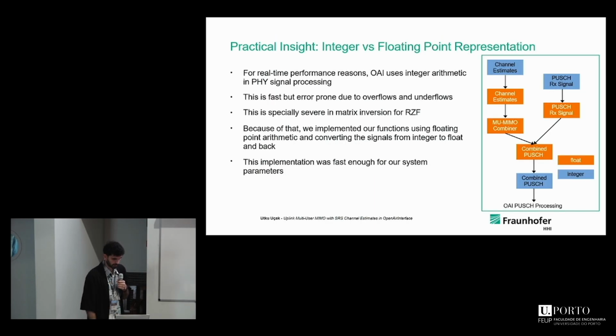Also, some insights: we implemented this currently in floating point arithmetic, just for the sake of simplicity. With our parameters, this was good enough to get real-time performance. Probably as a next step, you would keep the combiner computation in float, but use integer arithmetic for the application of the combiner, because it happens way more often compared to inverting the channel, and it's also more stable because you don't invert a matrix using integer arithmetic that way.